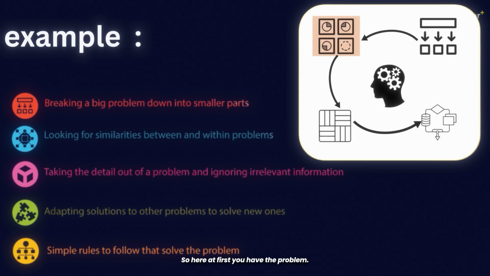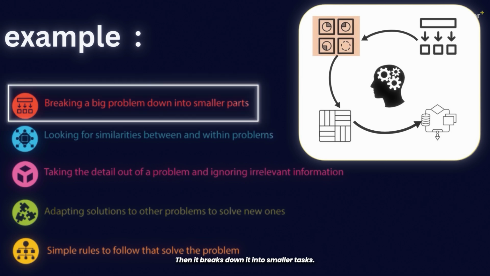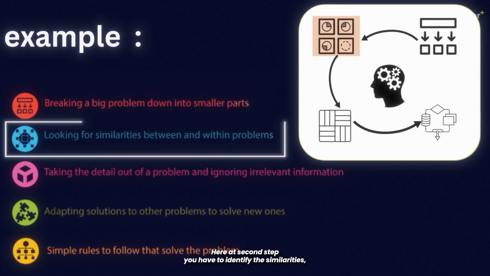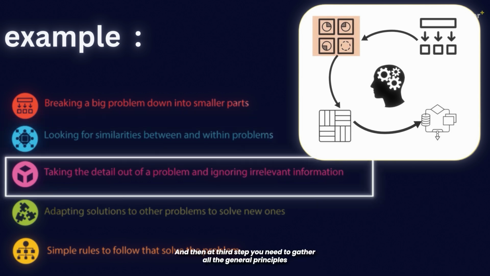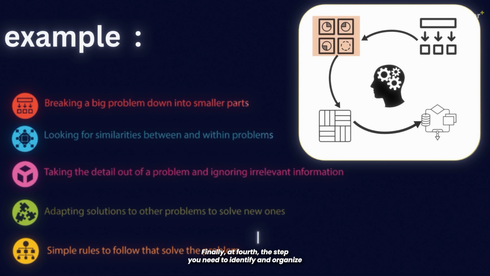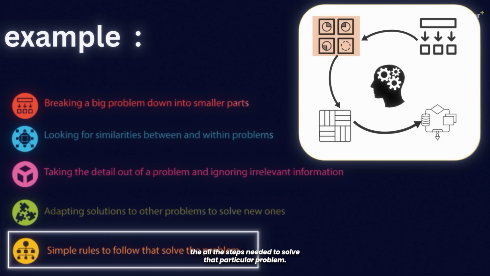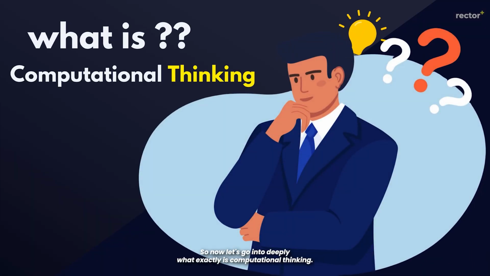So here at first you have the problem, then you break it down into smaller tasks. At the second step you have to identify the similarities, differences and patterns within the same problem. And then at the third step you need to gather all the general principles and formulas and filter out unnecessary information. Finally, at the fourth step you need to identify and organize all the steps needed to solve that particular problem. So now let's go deeper into what exactly computational thinking is.